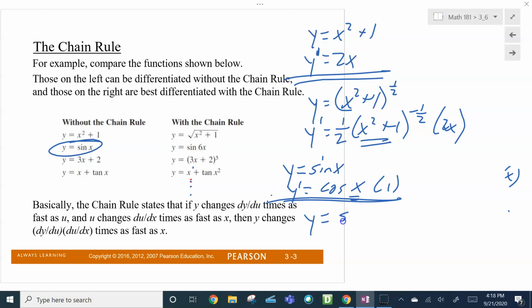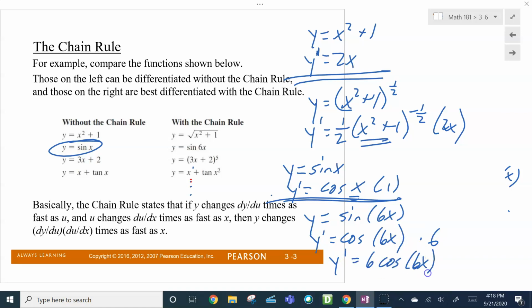Now, it does make a difference when you have something besides x in there, like sine of 6x. You take that derivative, cosine 6x, and then times 6. So you want to write that as 6 cosine 6x.